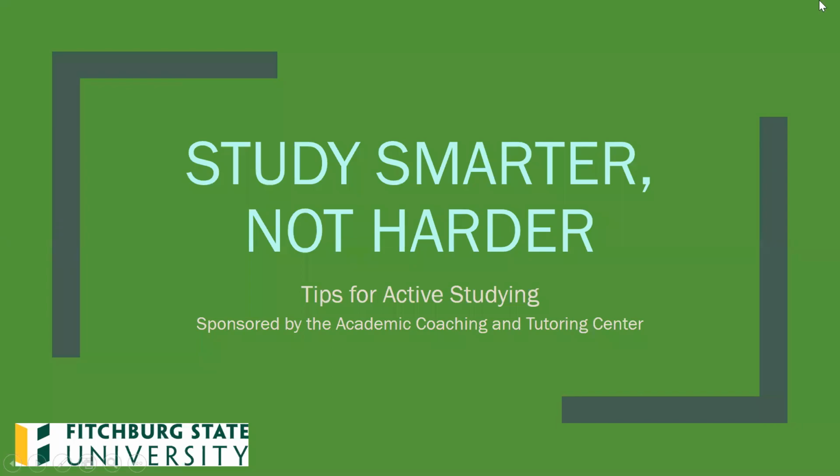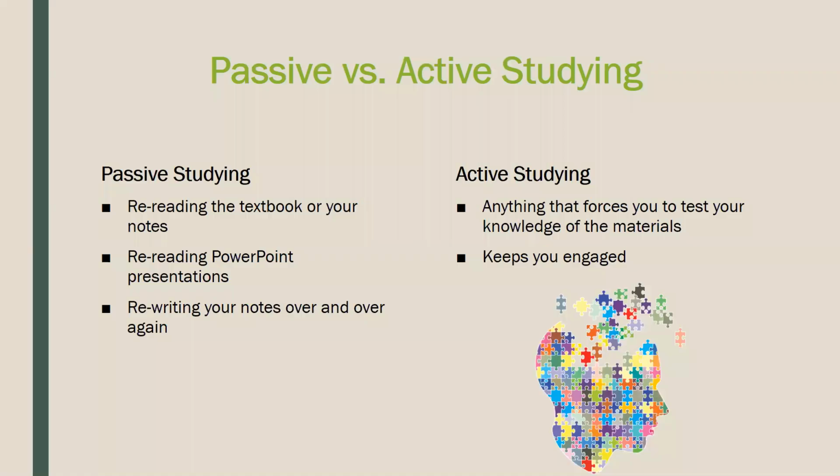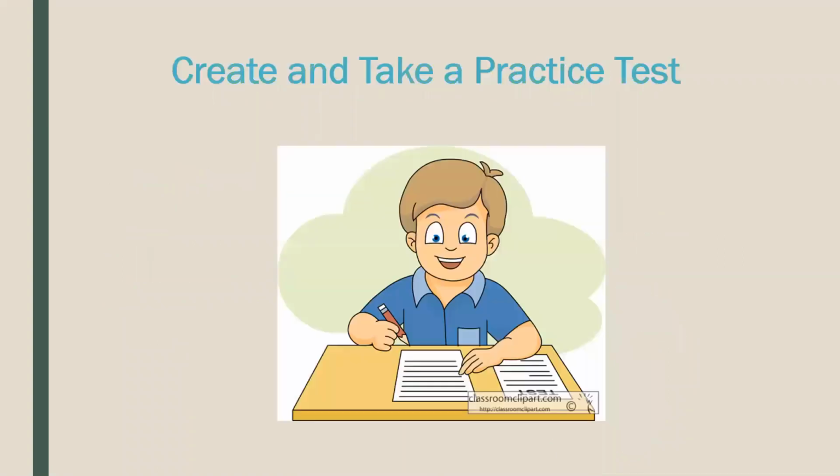This video will take you through several different active study strategies that you can try to ensure you're optimizing your study time. But first, I want to quickly explain the difference between passive and active studying. Passive studying essentially just involves rereading your textbook, rereading your notes, rereading PowerPoint slides, or just rewriting your notes over and over again. On the other hand, active studying involves anything that helps you test your knowledge of the material and keeps you more engaged. So now I will go over some specific ways that you can actively study.